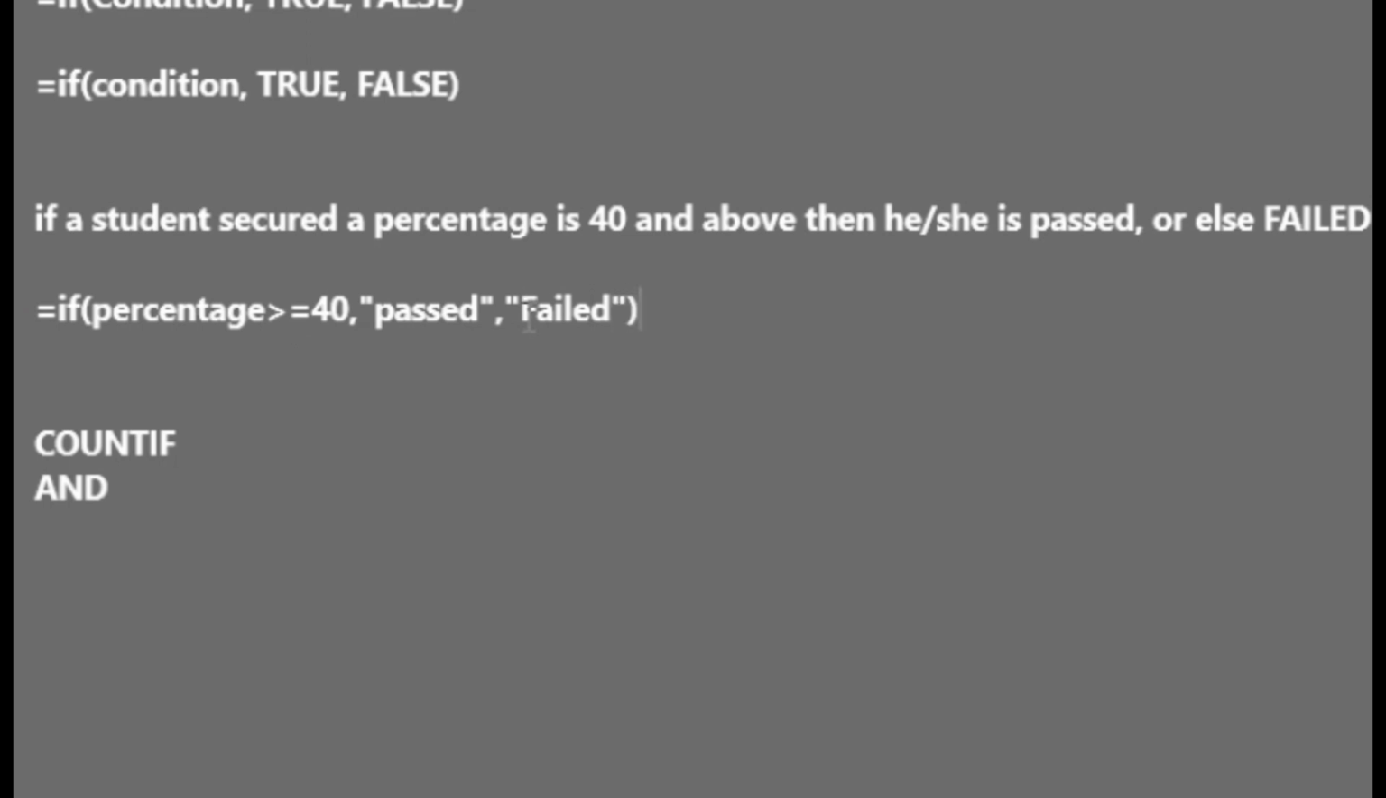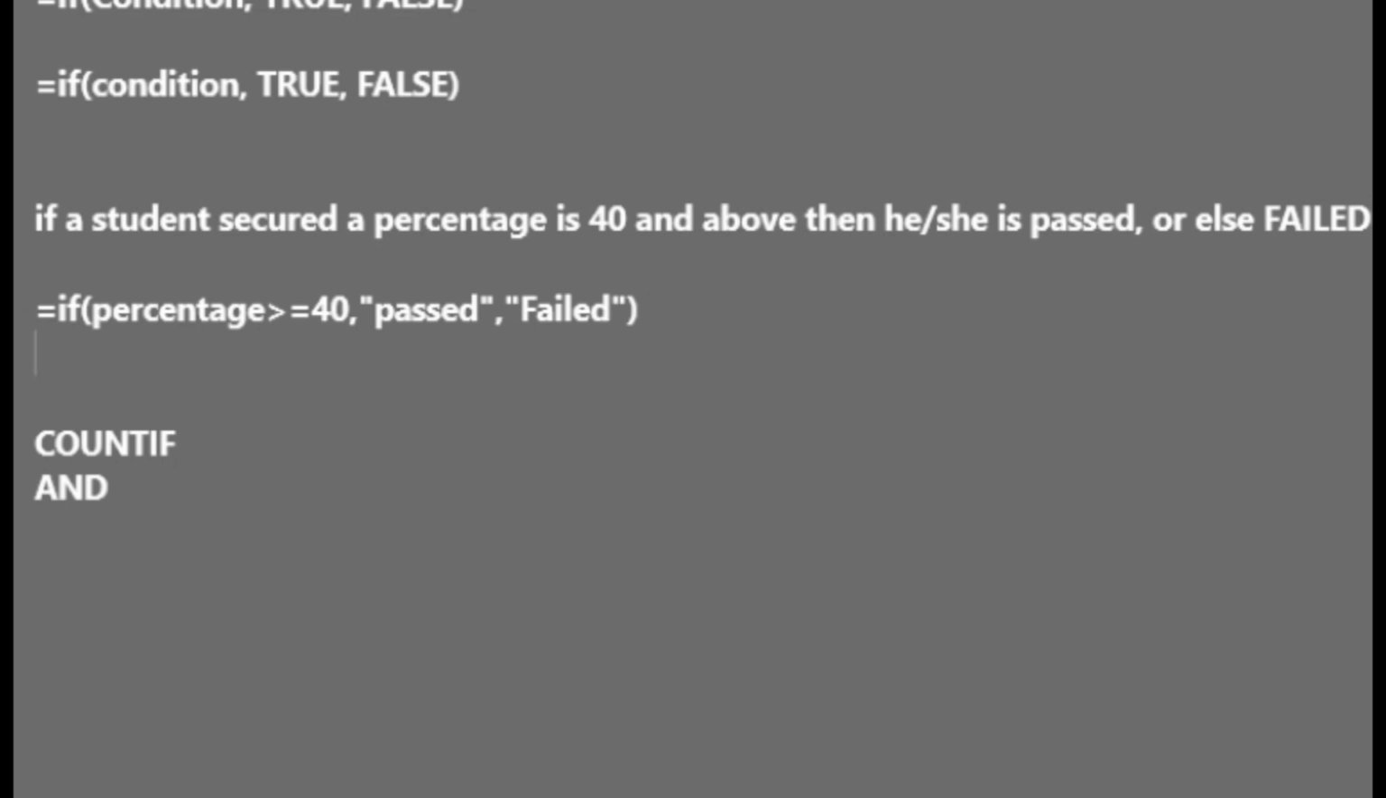So if it was a number, we don't have to add quotation marks, but since passed and failed are text, we have to give the quotation marks. So it is a double quotation mark. It's not like a single quote twice, but it is double quotation marks.